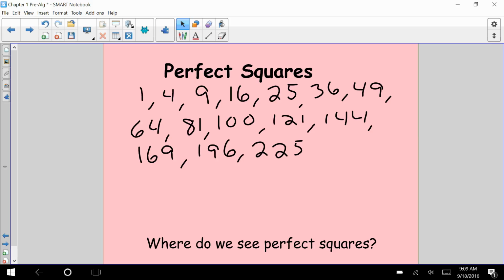So the question is, where do we see perfect squares? This is quite simple. Perfect squares are the area of any square with a whole number length side.